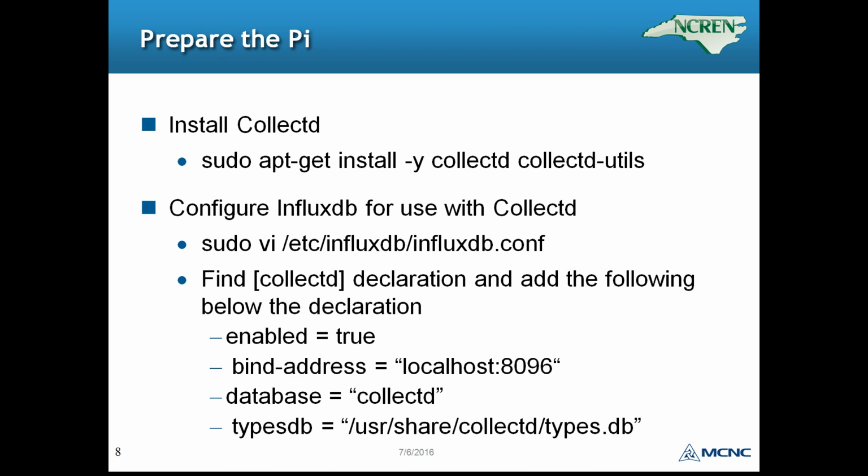Enable equals true, bind address equals localhost:8096, database equals collectd. It could be something else if you want it to. Collectd, it just makes sense to me, so that's what I used. And then the typesdb equals /usr/share/collectd/types.db. This is all you really need in this file.